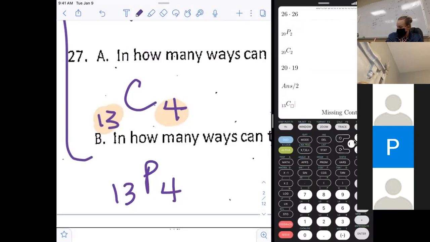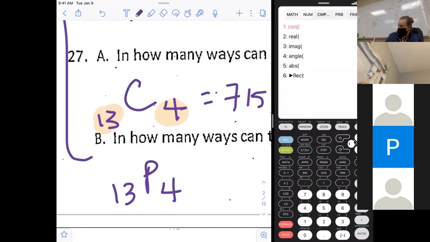So I'm going to do 13C4, which is 715. And then I'm going to do 13P4. And that's a much bigger number.